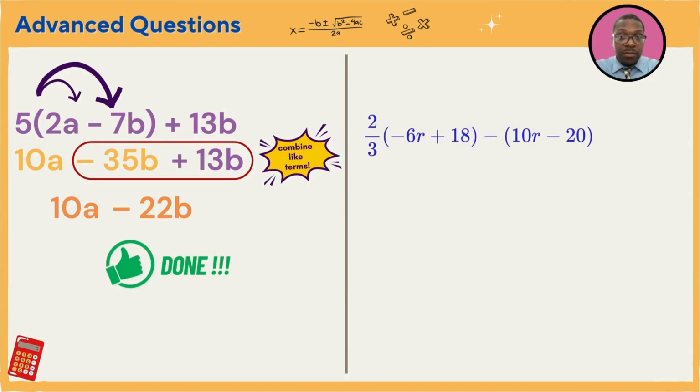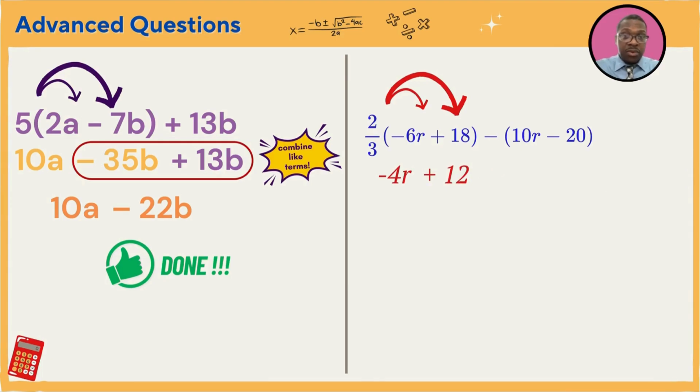Okay, let's go to the last one. This one uses fractions, and so let's not get confused, but you're going to find it so easy. All right, 2/3 times negative 6r. 2/3 times negative 6 should give us negative 4, negative 4r. All right, 2/3 times positive 18. That should give us positive 12.